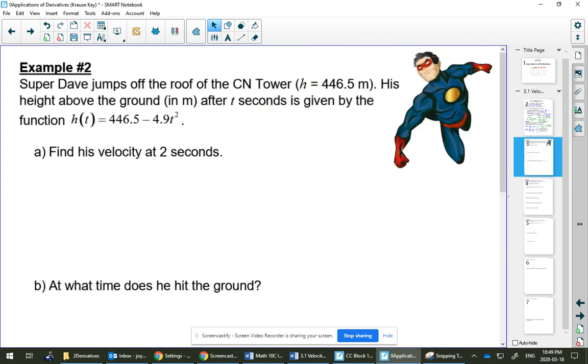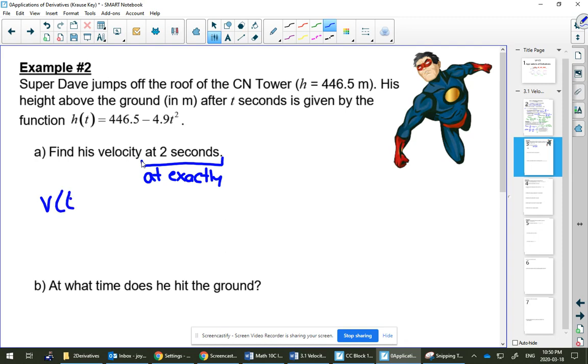All right, so let's talk about Super Dave. Super Dave jumps off the roof of the CN Tower. His height's given to you. His height above the ground in meters after t seconds is given by the formula. So the first question asks us to find his velocity at 2 seconds. This is an instantaneous velocity, so it's going to be at exactly 2 seconds. And if we're finding his velocity at exactly 2 seconds, we're actually looking for that first derivative.